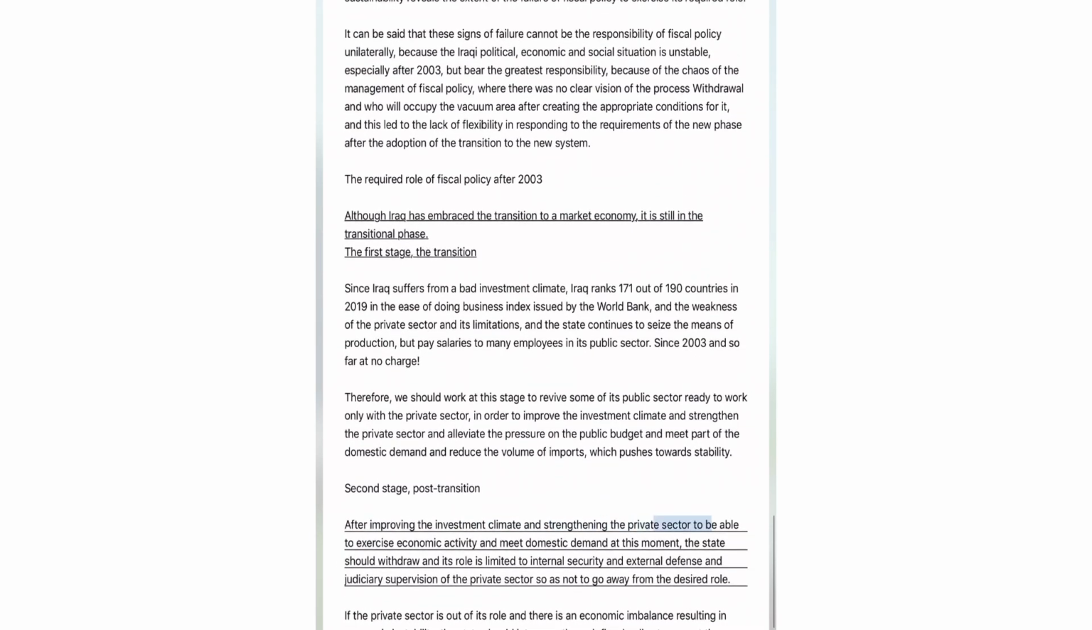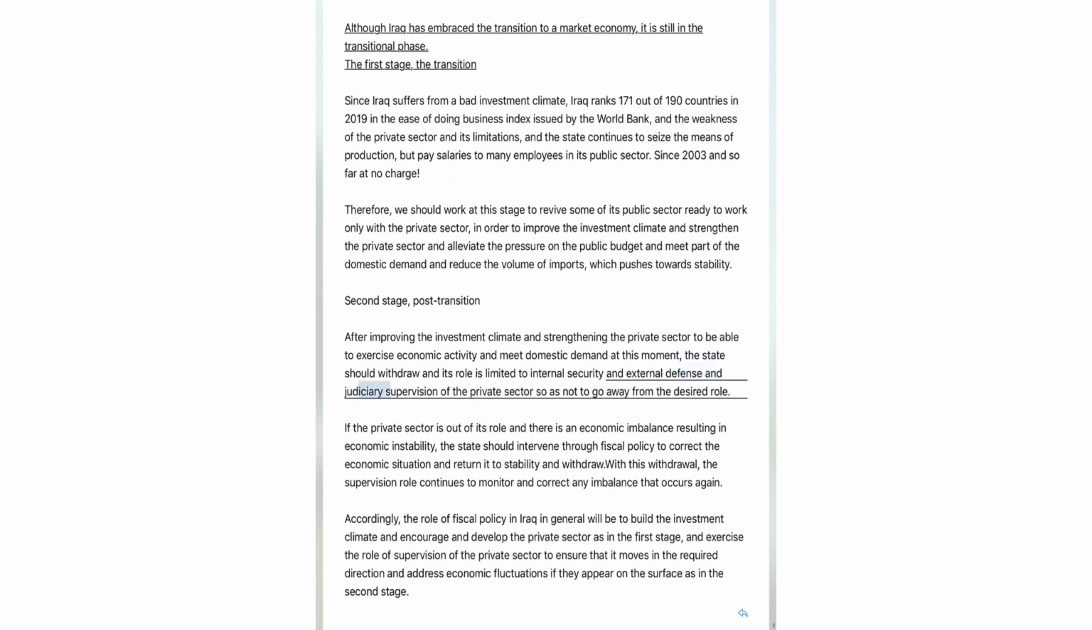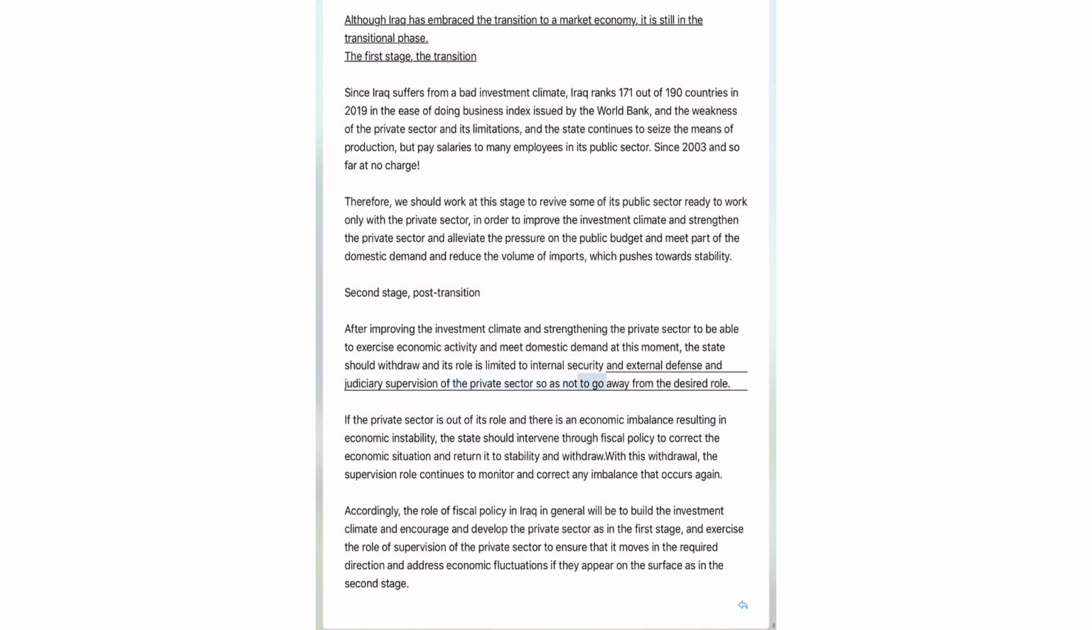Second stage, post-transition. After improving the investment climate and strengthening the private sector to be able to exercise economic activity and meet domestic demand, at this moment the state should withdraw, and its role is limited to internal security, external defense, and judiciary supervision of the private sector so that it does not stray from the desired role. If the private sector is out of its role and there is an economic imbalance resulting in economic instability, the state should intervene through fiscal policy to correct the economic situation and return it to stability, and withdraw. With this withdrawal, the supervision role continues to monitor and correct any imbalance that occurs again.